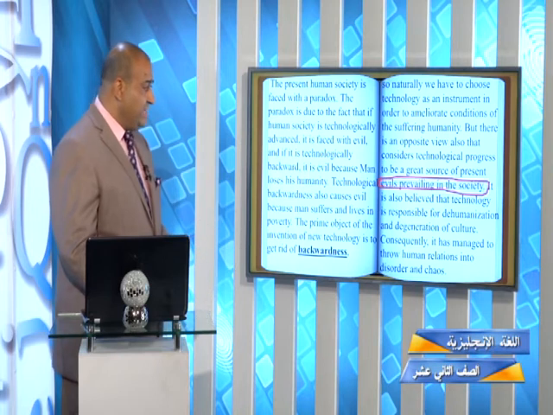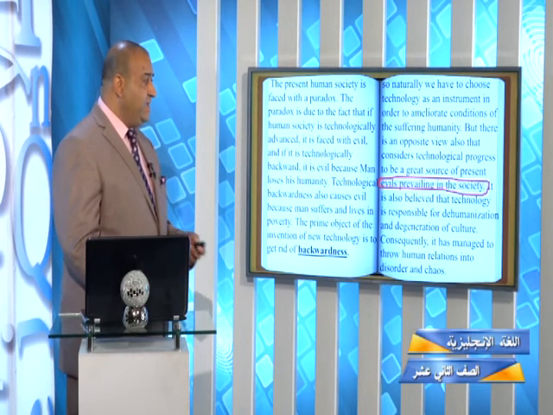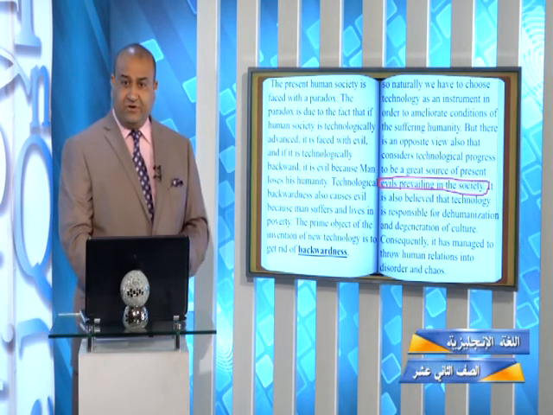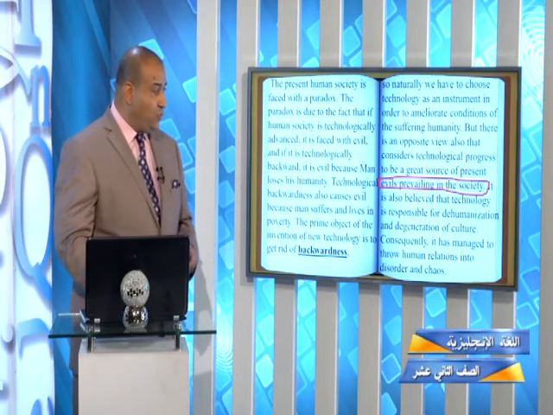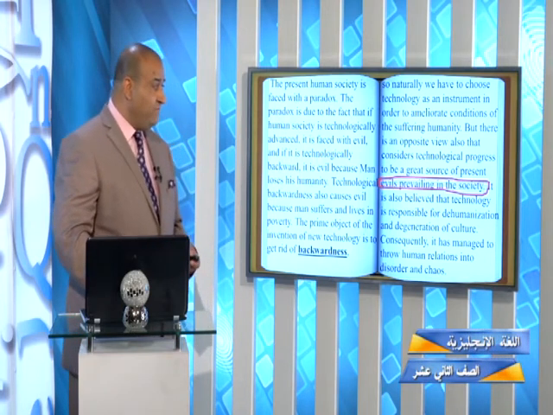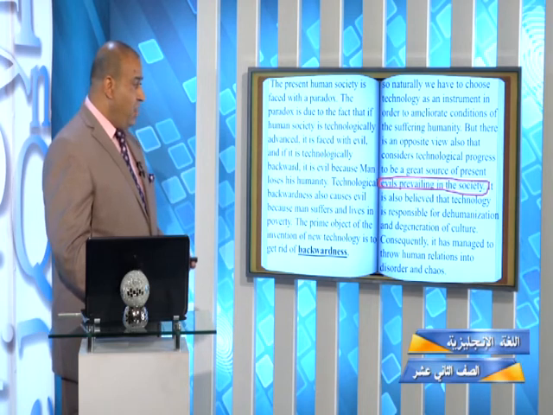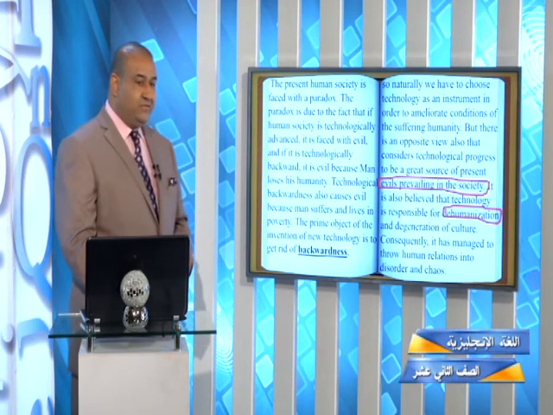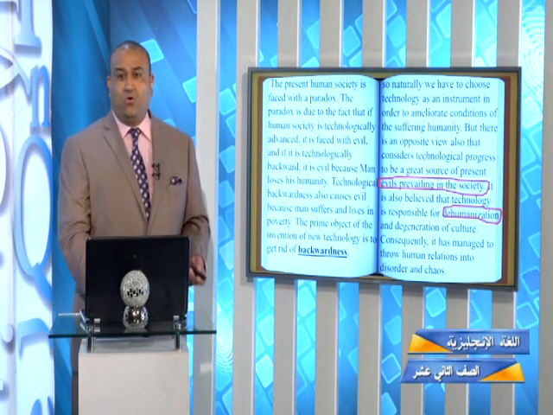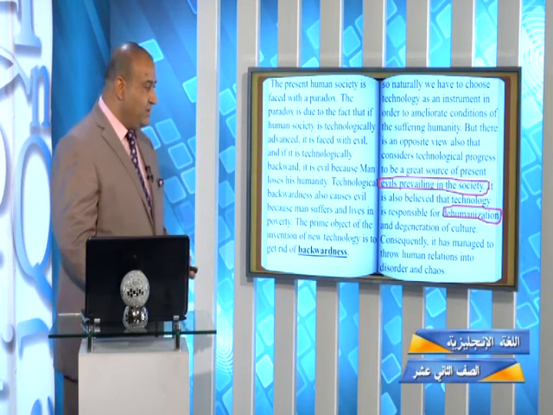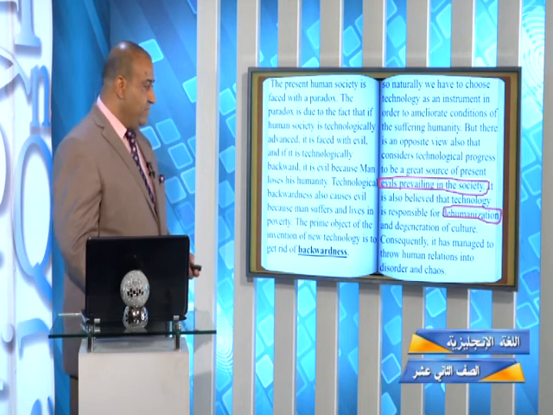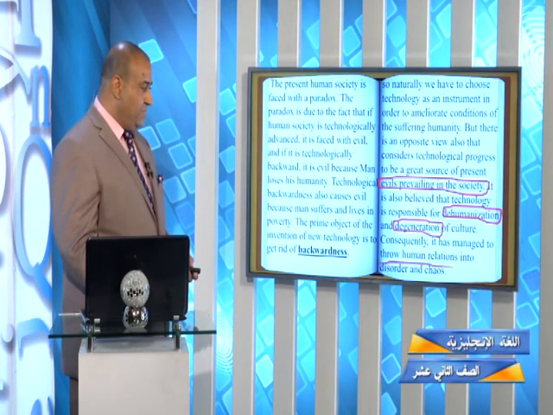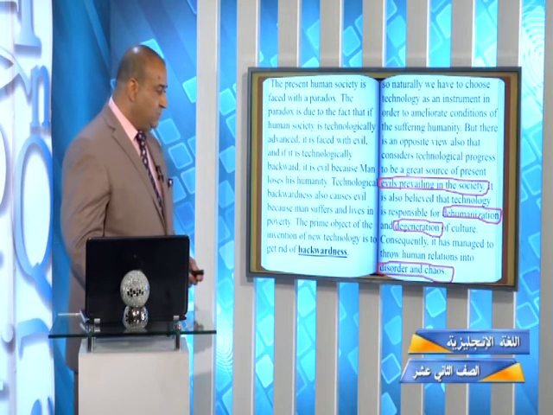So the first idea is evils prevailing in the society. This is the first drawback or the first disadvantage of technology. The other idea is dehumanization, which means that it makes the human being no longer a human being by getting rid of his values. Number 3, degeneration of culture. And the last one is disorder and chaos.